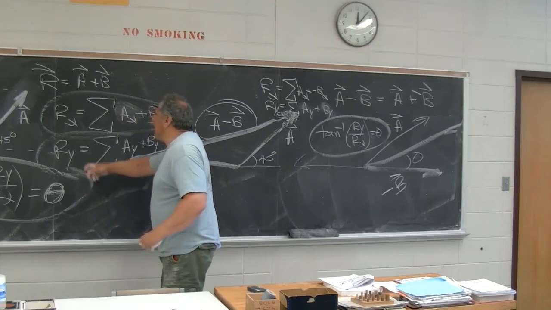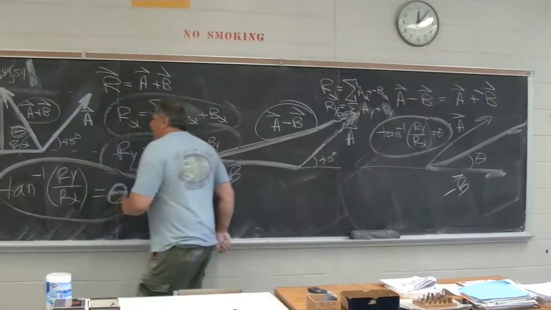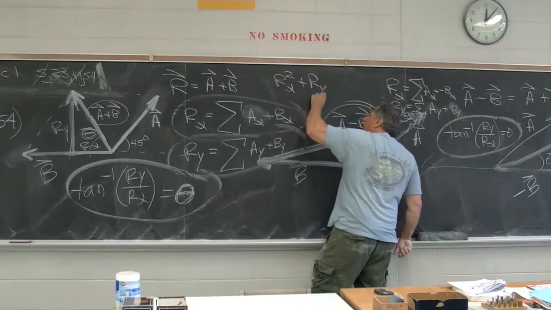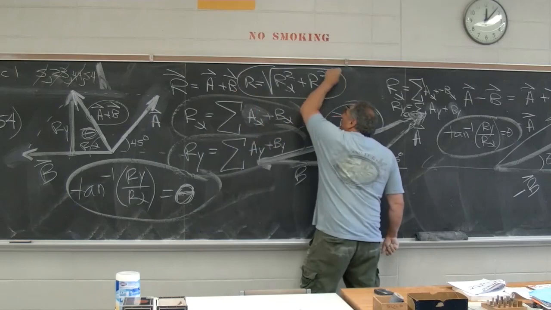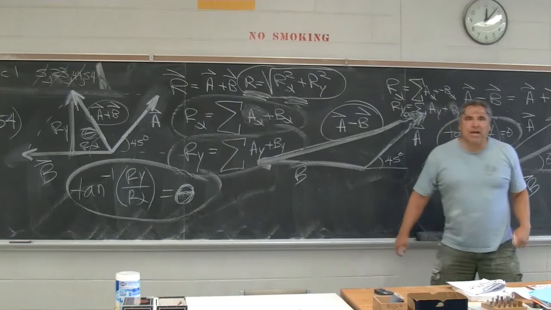Oh, by the way, how long is this thing? How about Rx squared plus Ry squared? The square root of the quantity will give you R. Again, you're always playing with the Pythagorean theorem.